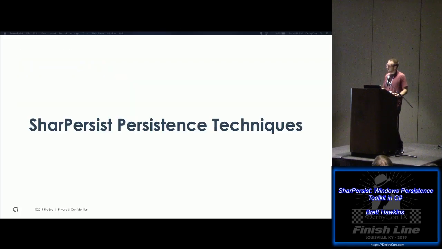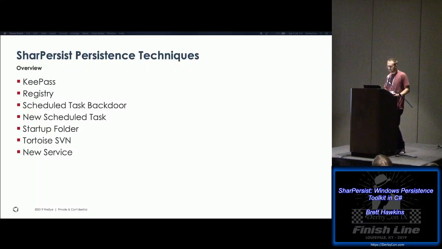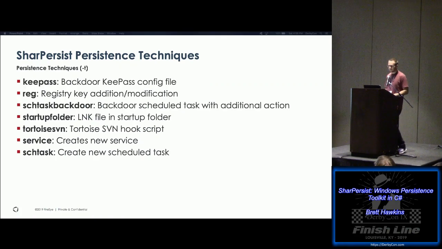So I just went over an overview of SharPersist. Now we're going to get into the techniques. On the initial release, it's coming with 7 techniques. Again, the plan is to add more in the future, both myself and the community. So if you have any really cool techniques, please feel free, I'd love to talk to you. It's initially releasing with KeePass, Windows Registry, Scheduled Task Backdoor, New Scheduled Tasks, the Startup Folder, Tortoise SVN, and New Windows Service. And you specify the technique you want to use with the stuff in bold. Again, it's all on the GitHub, right? So keepass, reg, schtaskbackdoor, startupfolder, tortoisesvn, service, and schtask.